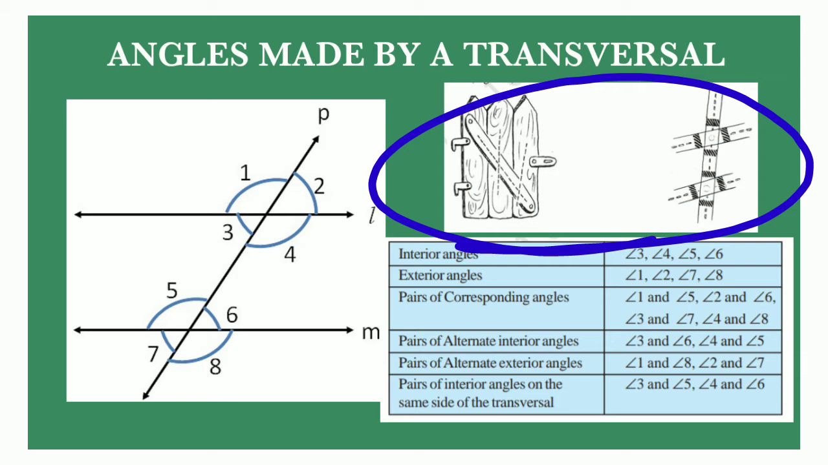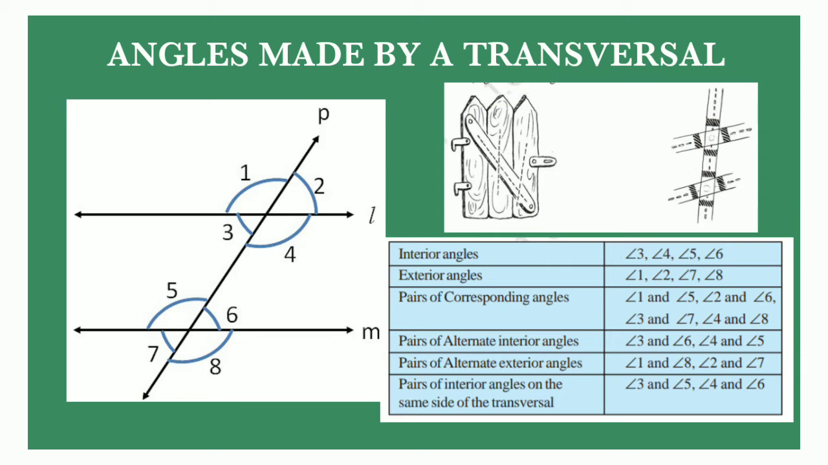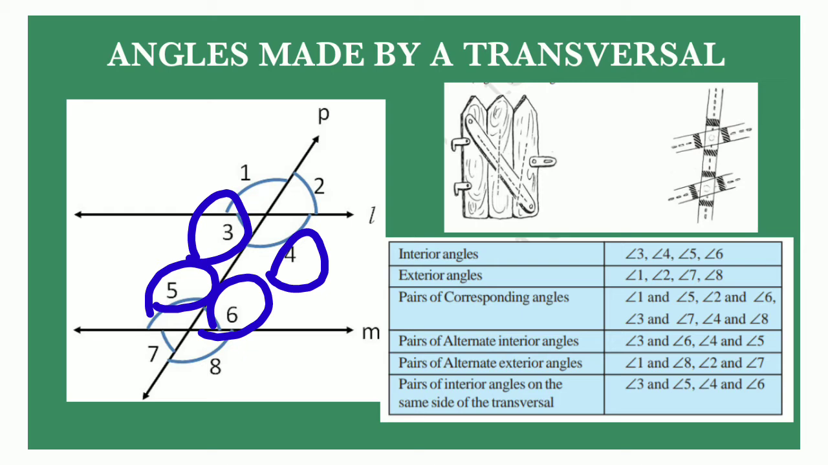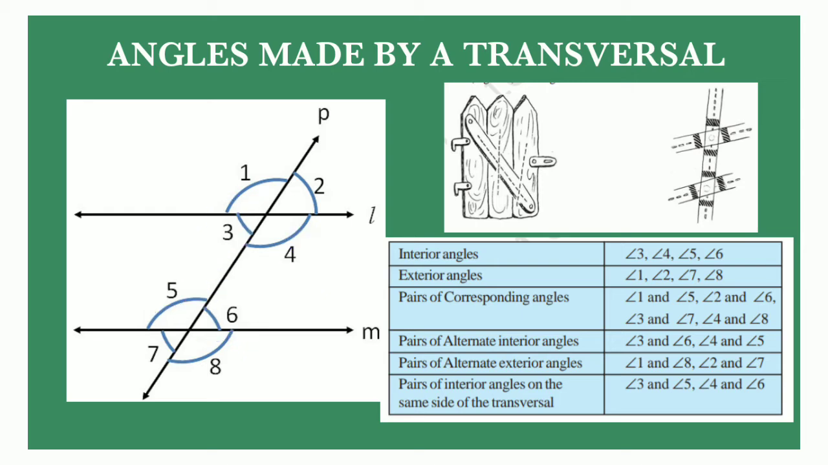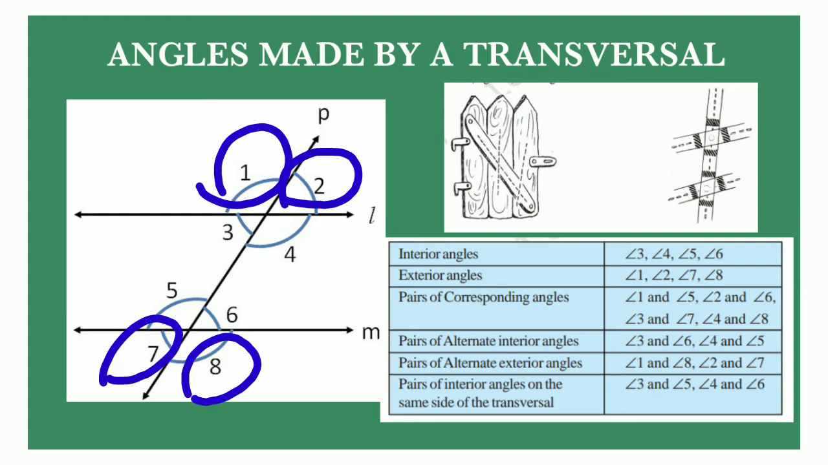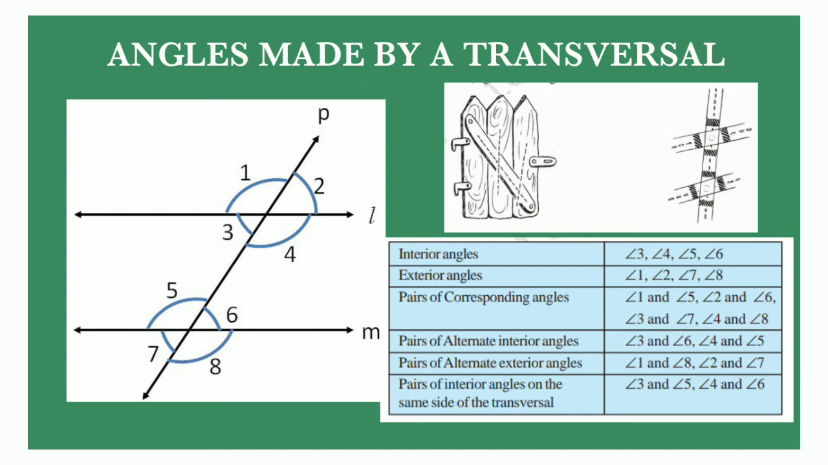Sometimes you can see this type of figure in your daily life. Then we have to learn more about angles. Already we learned how many angles here? 8 angles. So here, interior angles and exterior angles. What are the interior angles? Angle 3, angle 4, angle 5 and angle 6 are the interior angles. And exterior angles are angle 1, angle 2, angle 7 and angle 8.